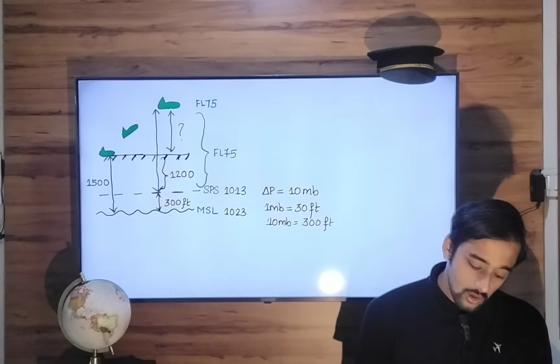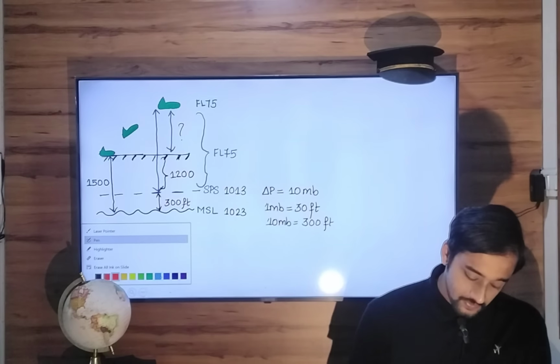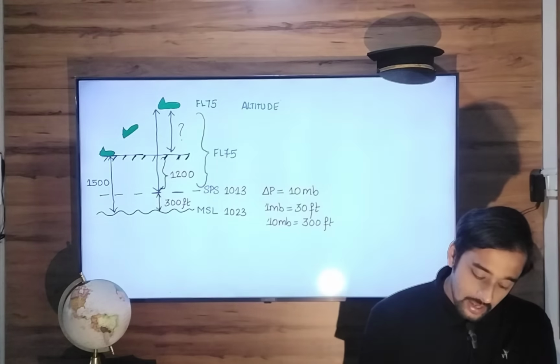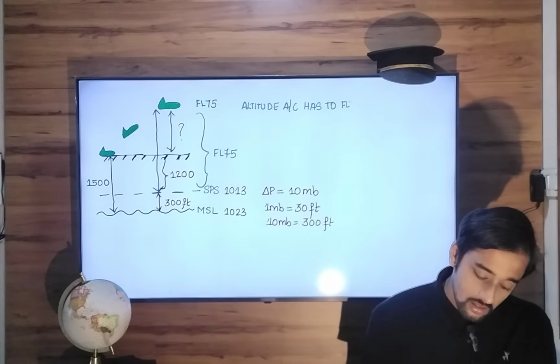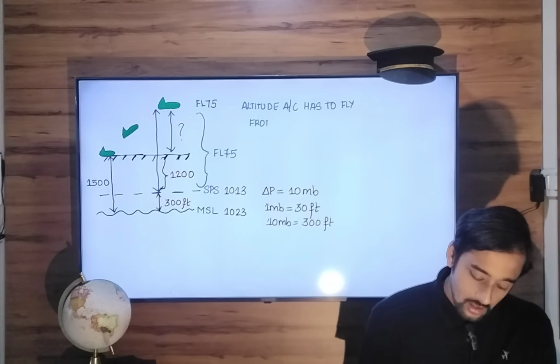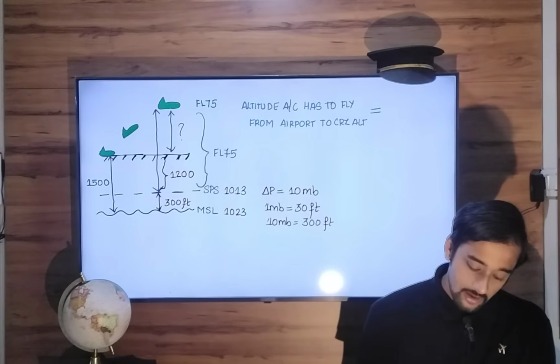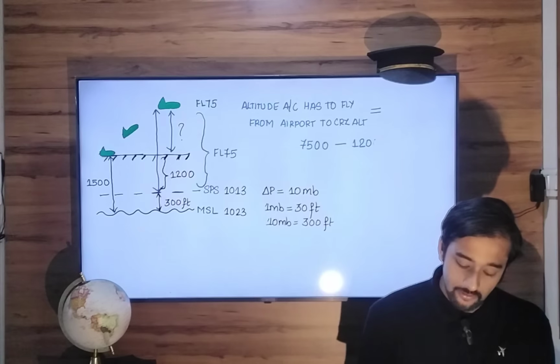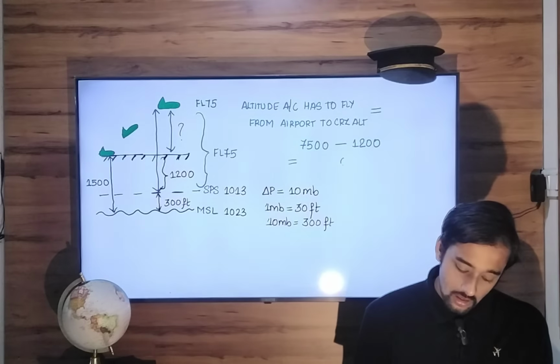1200. So next, final conclusion: the altitude the aircraft has to fly from the airport to cruising altitude equals 7500 feet minus 1200 feet, which is equal to 6300 feet.